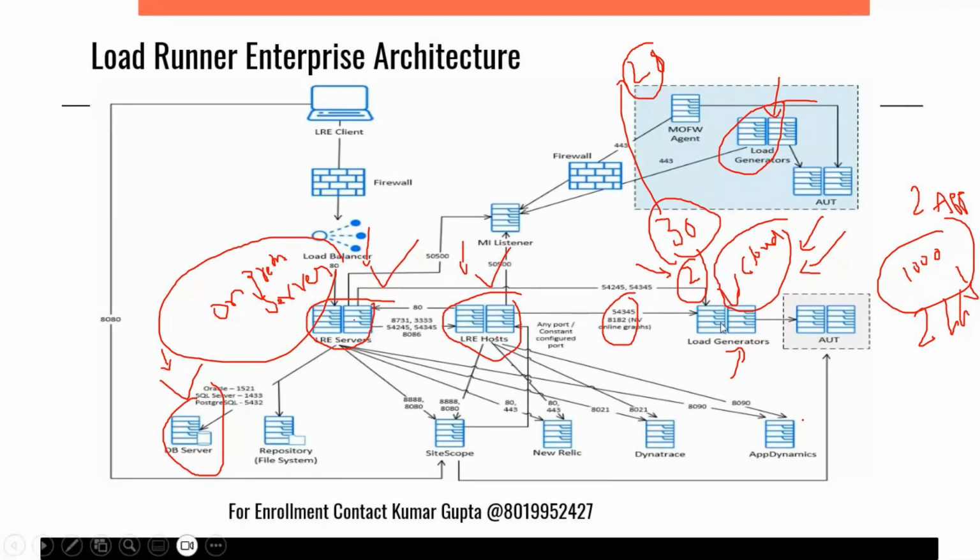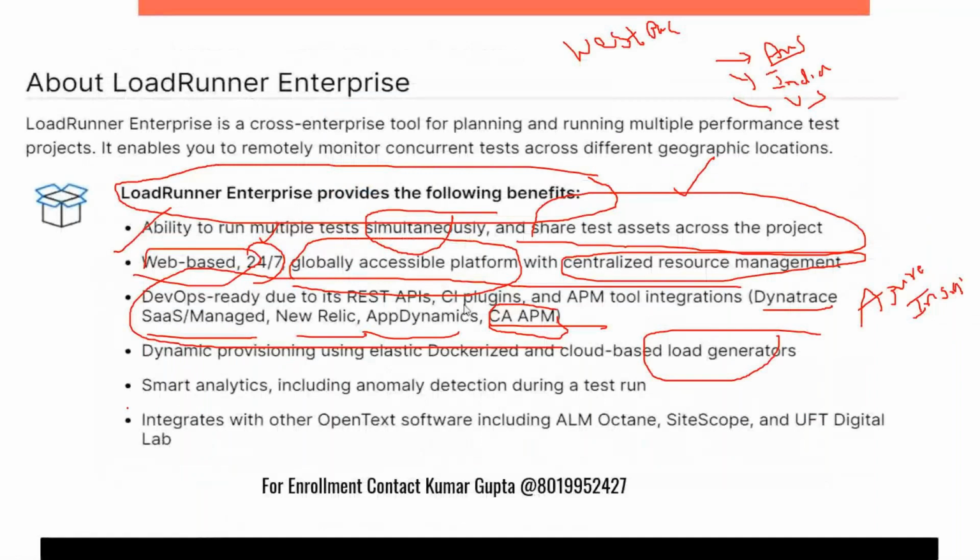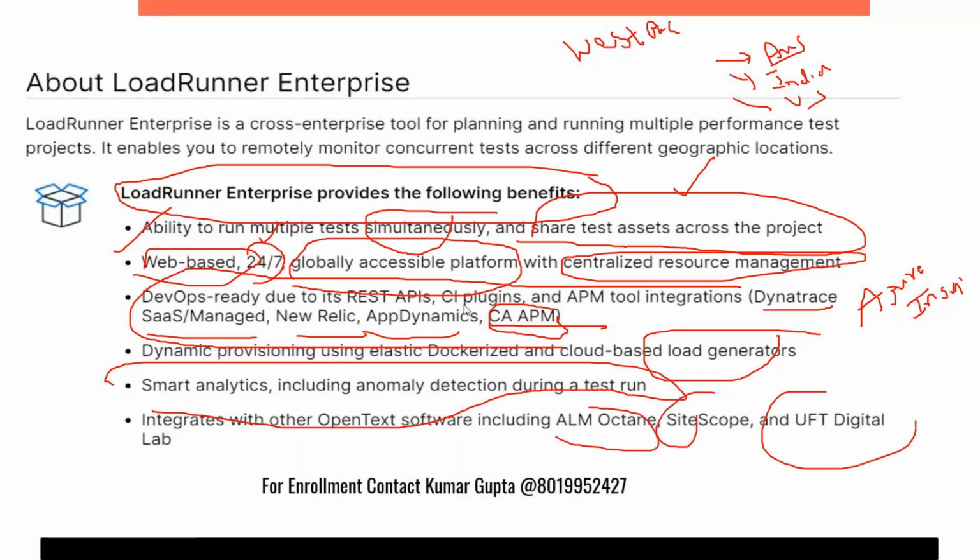And smart analytics, including memory detection, I've shown you, integrates with other things like ALM, SiteScope, and UFT. So these are the other products of Micro Focus, guys. SiteScope is one product, UFT is another product, and ALM, now they are calling it ALM Octane, so you can integrate with them if required, but nobody would do that. So that's what it is.